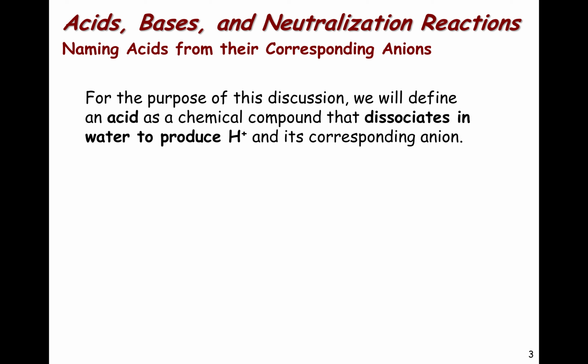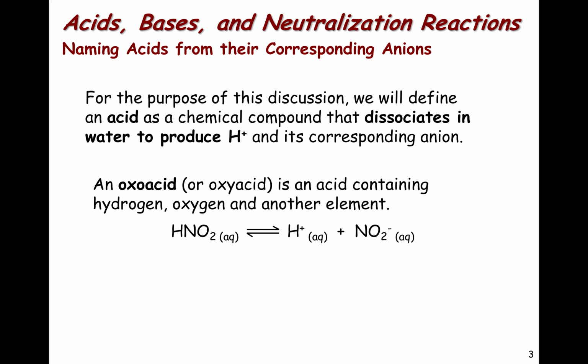A good example of an acid is something like nitrous acid. In this particular case, there's one ionizable hydrogen, and when this dissociates, it breaks up into H+ and NO2-. This happens to be a weak acid, and so we write this as an equilibrium. And of course, we do not break up the polyatomic ion nitrite.